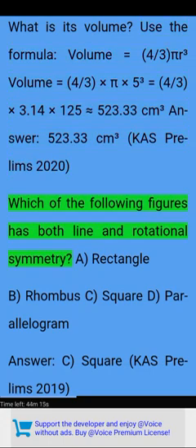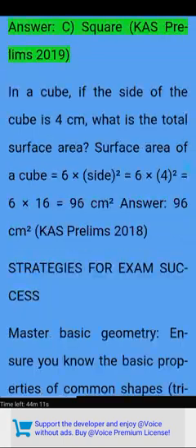CAS Prelims 2020. Which of the following figures has both line and rotational symmetry? A. Rectangle. B. Rhombus. C. Square. D. Parallelogram. Answer. C. Square.